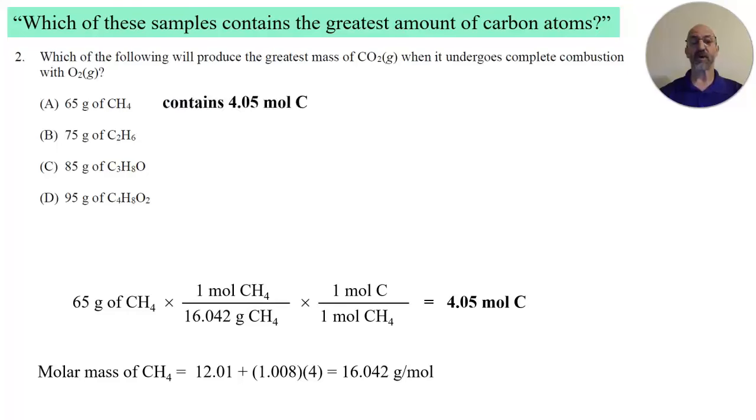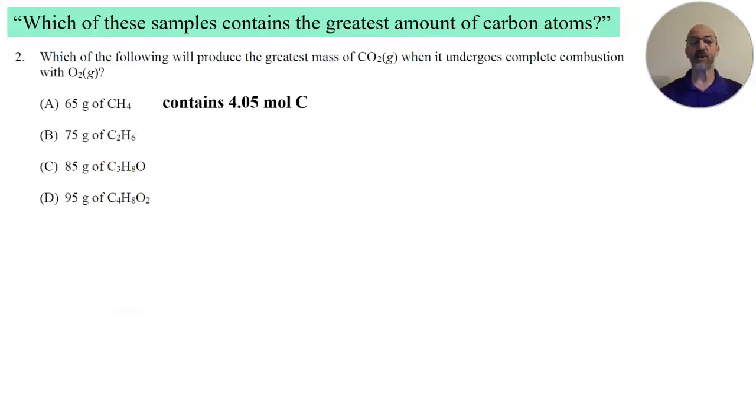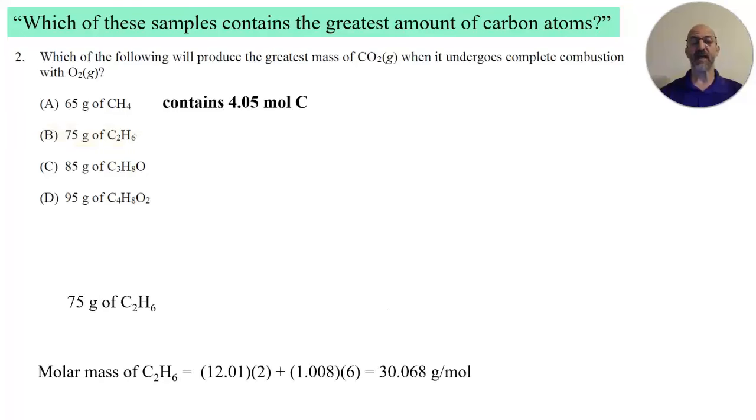Now, moving on to choice B, it's going to be the same process. So 75 grams of C2H6. First, I will convert from grams into moles, and you can see I'm showing my calculated value for the molar mass of that substance.